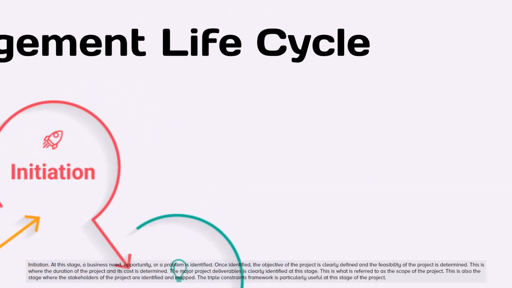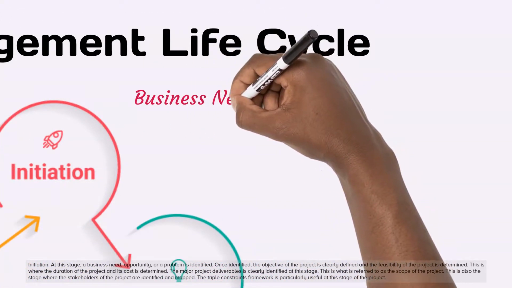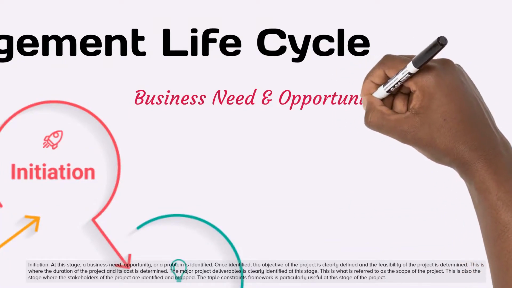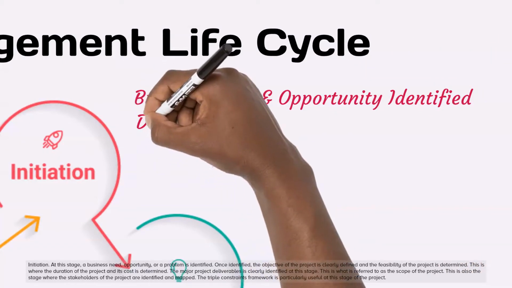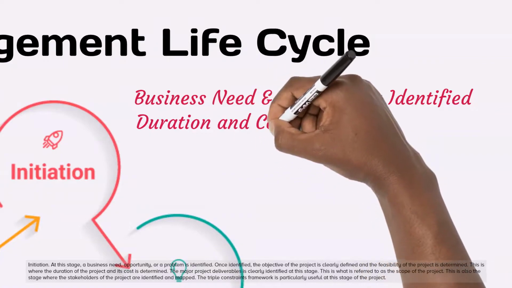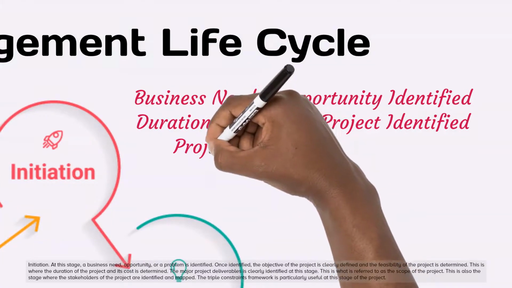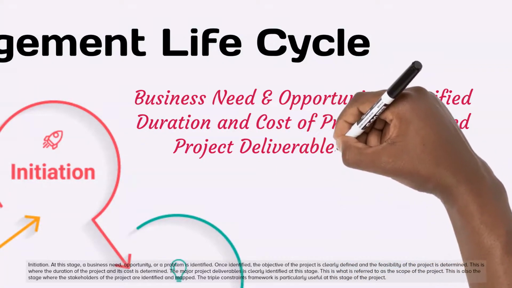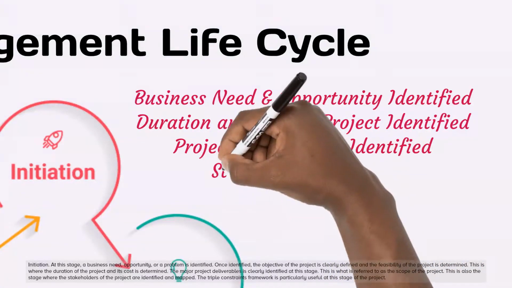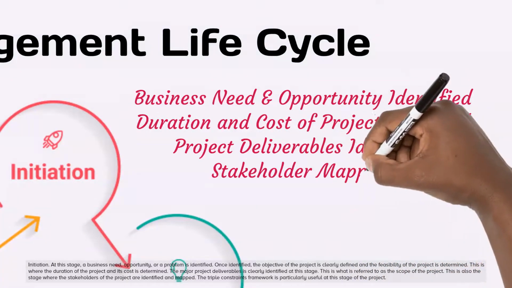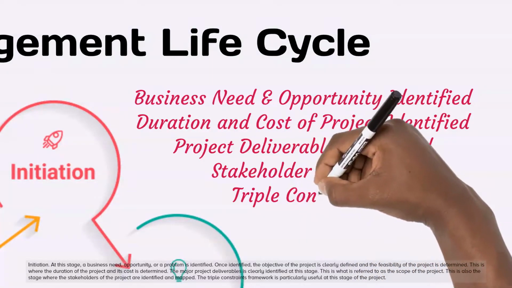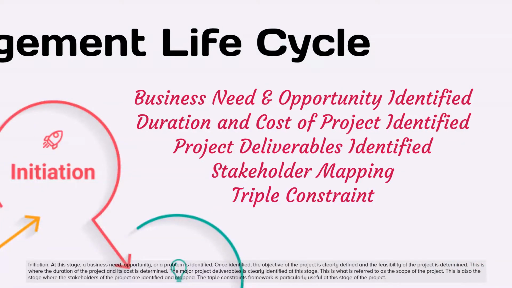Initiation. At this stage, a business need, opportunity, or a problem is identified. Once identified, the objective of the project is clearly defined and the feasibility of the project is determined. This is where the duration of the project and its cost is determined. The major project deliverables are clearly identified at this stage. This is what is referred to as the scope of the project. This is also the stage where the stakeholders of the project are identified and mapped. The triple constraints framework is particularly useful at this stage of the project.